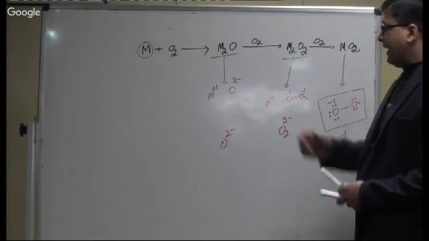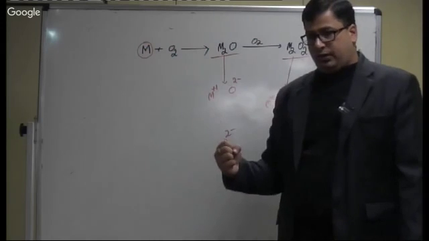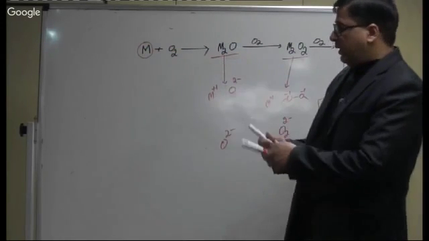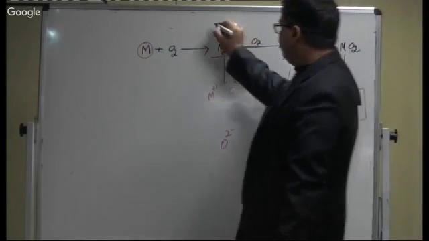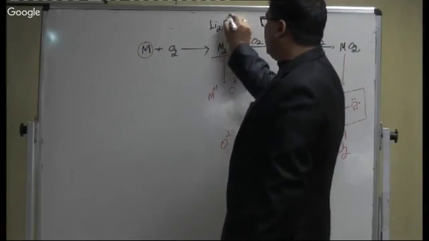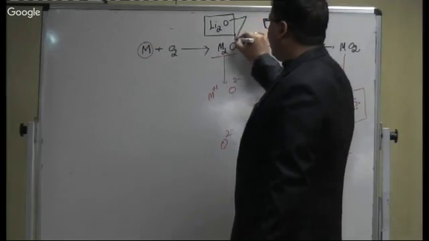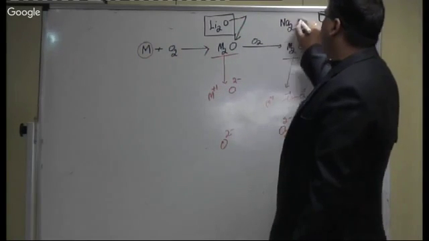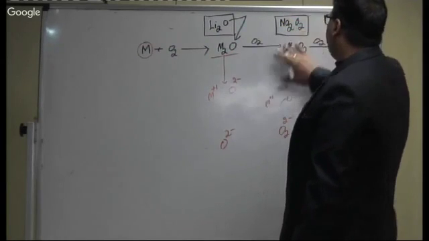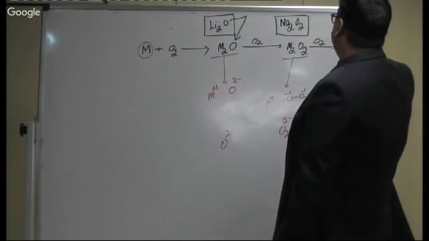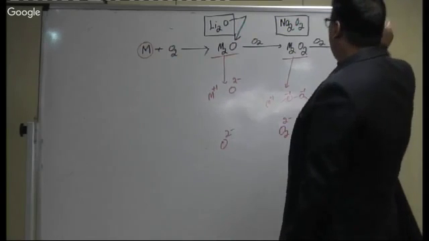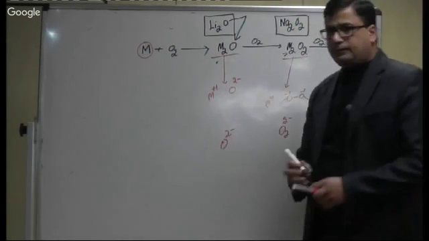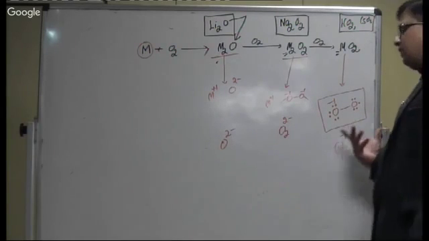If the size of the metal is small, it exists in this form. If I'm talking about lithium, Li2O is the stable form, it exists in the oxide form. If the size is a little bit higher, like sodium, it forms the peroxide form. If the size is much higher, like KO2, CsO2. So which type of oxide forms depends upon the size of the metal. The higher the size of the metal, the higher the oxygen content.